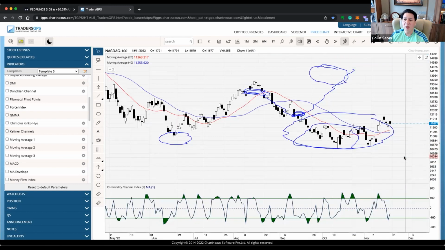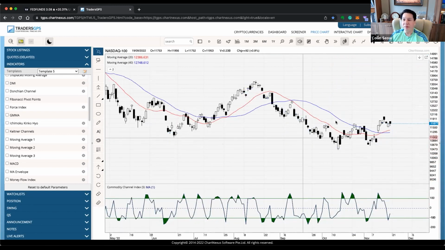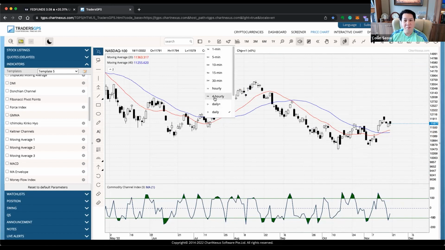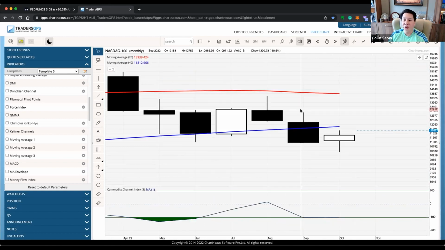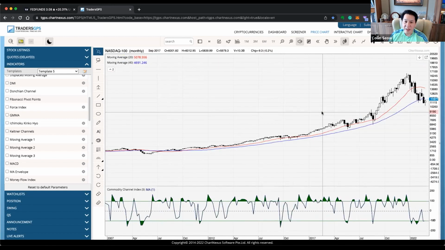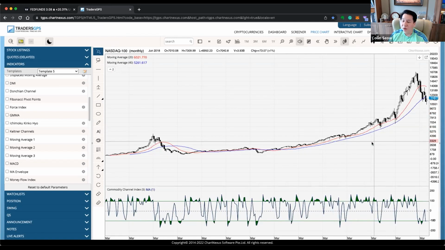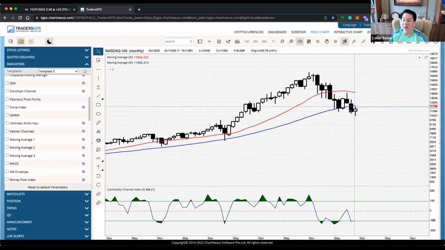But how do I confirm this view? How do I confirm this view right now? Because it may be a situation where this is just a bluff. That means it breaks down and then it goes up again.